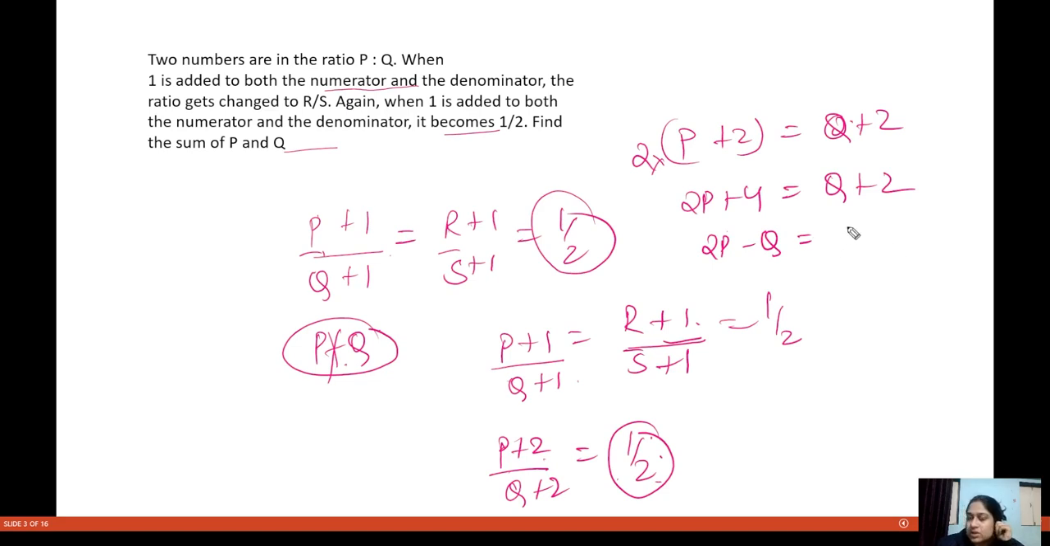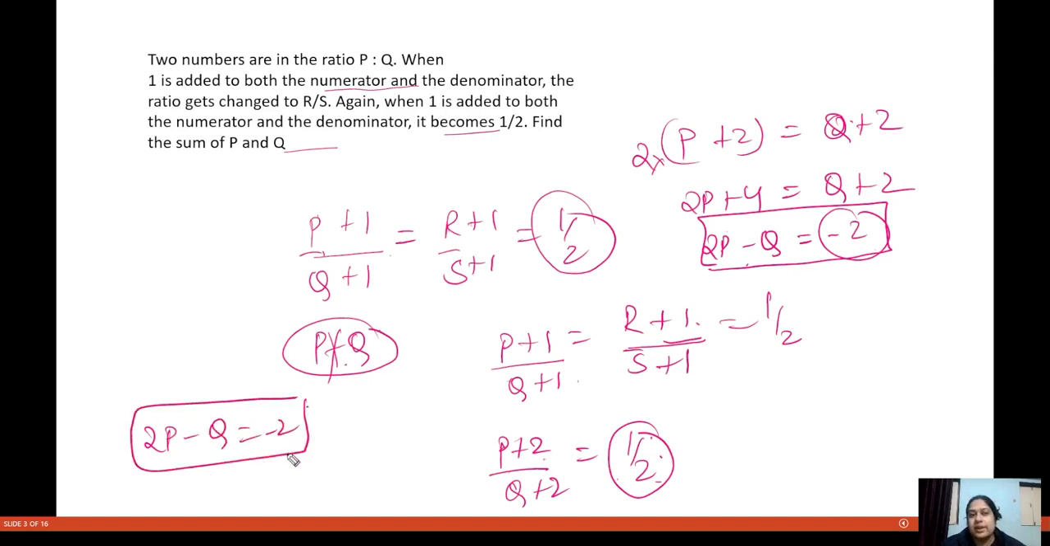Fine. Now, what we can do here is put some values of P and Q. You can put some values of P and Q, and then you can do this. So see what values I can put so that 2P minus Q is equal to minus 2. If I put P equal to, let's say, 1, then Q should be equal to 4, then this will become minus 2.